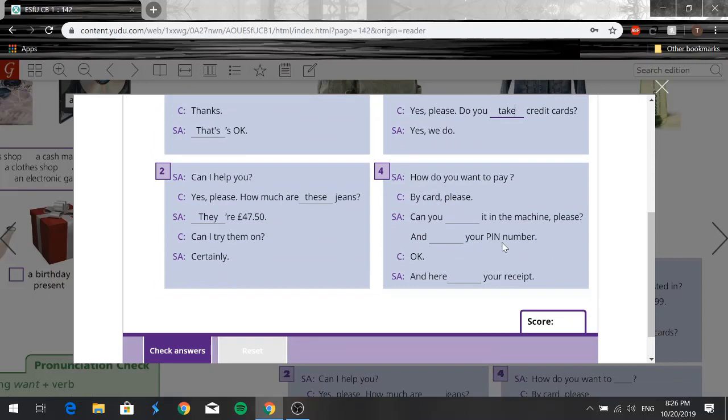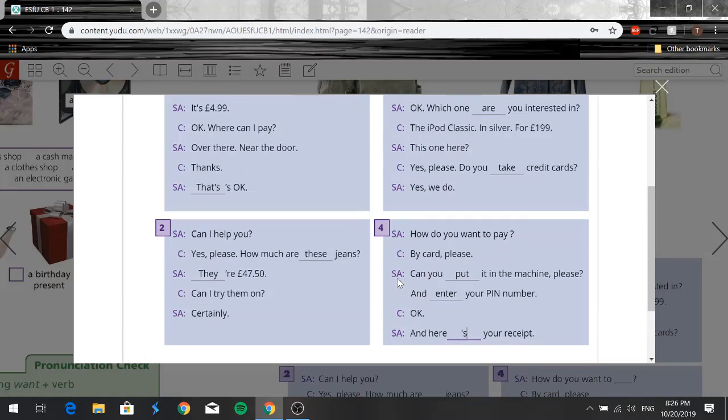How do you want to pay? By card, please. Can you dash it in the machine, please? And dash your PIN number. So we'll say, can you put it in the machine, please? And enter your PIN number. Okay, and here, well, we're missing an apostrophe, by the way, apostrophe S. So here's your, we'll say, here's your receipt.